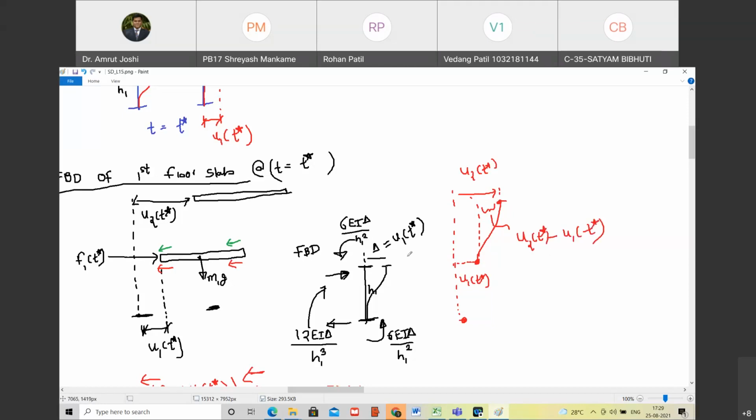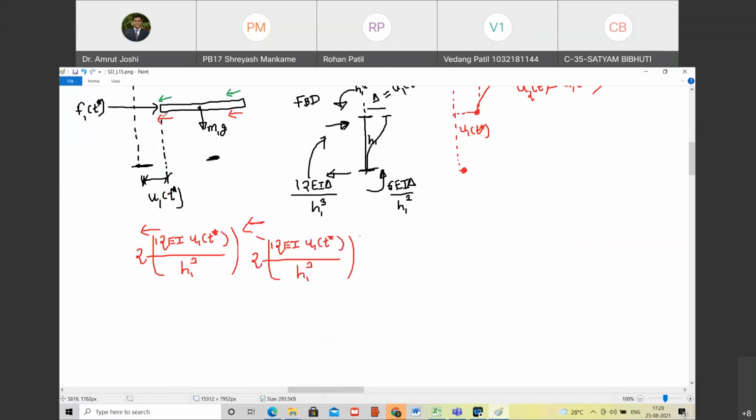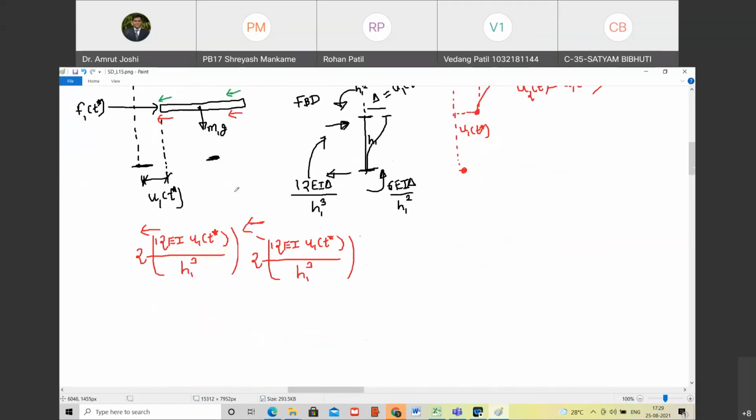Yes, sir. So what will be this force? Can you tell me? It will be 2 times, क्योंकि इसके पीछे भी एक कॉलम है और इसके पीछे भी और एक कॉलम है. So therefore each of this green line will be 2 times 12 EI, U2 of T star minus U1 of T star upon H2 cube. Do you agree with me?